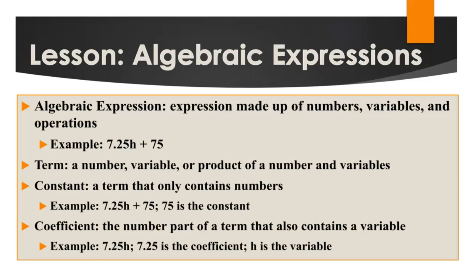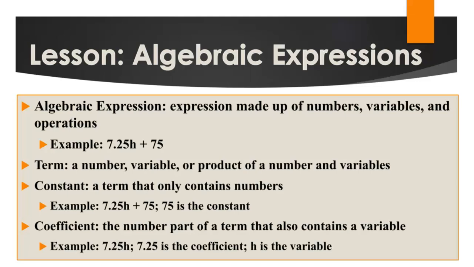So an example of an expression would be 7.25h plus 75, and our unknown would be h. With an algebraic expression, that whole thing would be two terms, and a term is just a number, a variable, or a product of a number and a variable. So 7.25h is one term, 75 is another term. And terms have specific names to them when you're describing the terms.